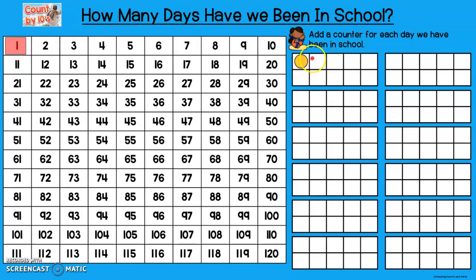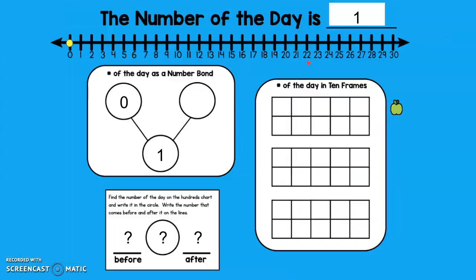So we're going to show how many days we've been in school. For each day, we're going to add a little circle inside the 10 frame. And we'll also add one of these for each day. So we've only been in school for 1 day, so we're just going to represent the number 1. Very good. Okay, and since today is the first day of school, I thought it would be great for us to also make that number 1 our number of the day.